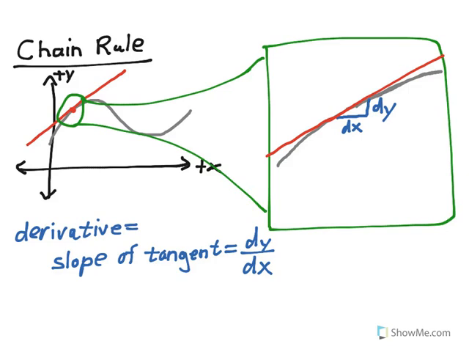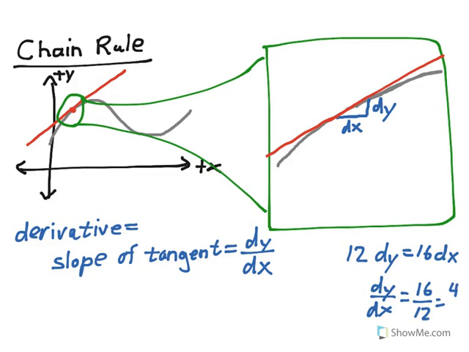Now, the fact that this is a division problem, or at least you can think of it as a division problem, means that you can do a lot of the arithmetic that surrounds division problems. So, for example, if you had 12 times an infinitely small piece of y is equal to 16 times an infinitely small piece of x, then you could rearrange this formula to say that dy over dx is equal to 16 divided by 12, which is the same thing as 4/3.